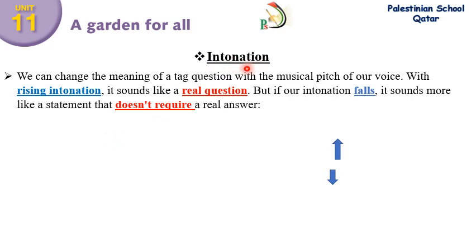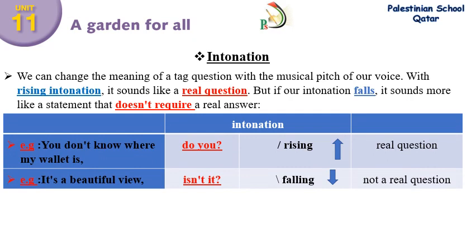Intonation. We can change the meaning of a tag question with the musical pitch of our voice. With rising intonation, it sounds like a real question. But if your intonation falls, it sounds more like a statement that doesn't require a real answer. For example, look here. You don't know where my wallet is.